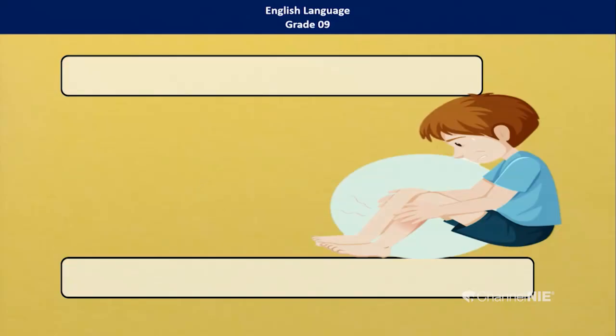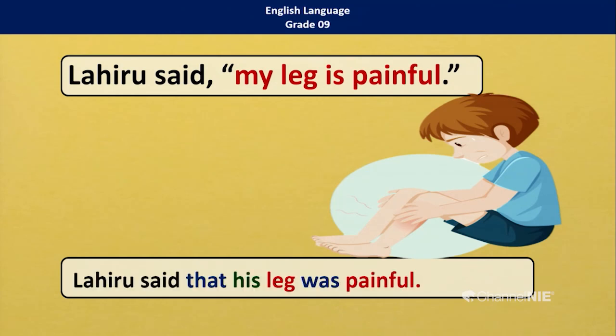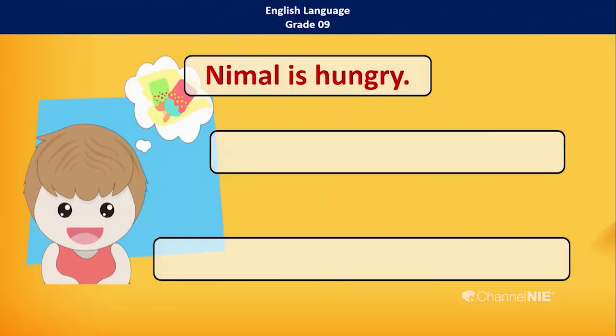The next one, you have Lahiru said, my leg is painful. Whose leg is painful, Miss Niranji? Lahiru's leg. How will he say this in indirect speech? Lahiru said that his leg was painful. Lahiru said that. Look at that sentence there. Indirect speech, there are differences, there are changes. Lahiru said that his leg was painful. Is painful has become was painful. And my leg has become his leg. That's right. Change in the pronouns.